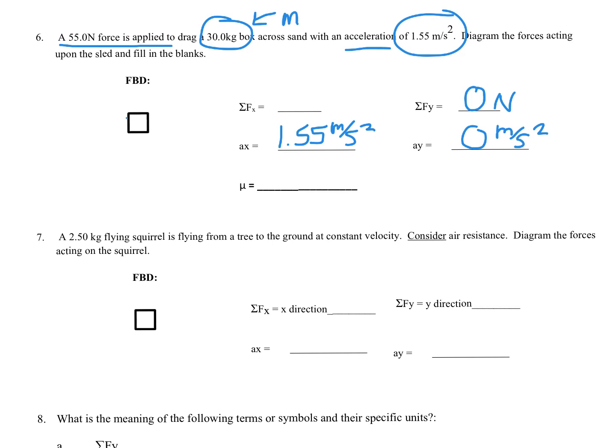I've got a sled, it's 30 kilograms, so I'm going to put the 30 in there. Obviously, there has to be a force of gravity, and if it's on the ground, equally pushing up is going to be the normal force. All right, I have a force applied, so I'm going to have that applied force pushing forward, and it's going to be 55 newtons. Perfect. And since I'm dragging across sand, I can assume there must be a force of friction pulling back. I don't know how much, but I'll figure that out.